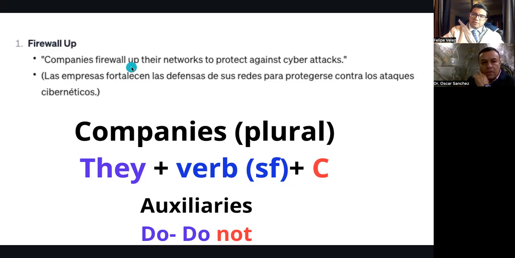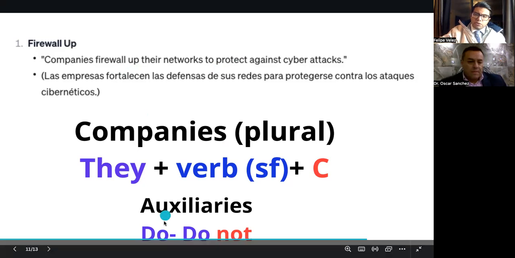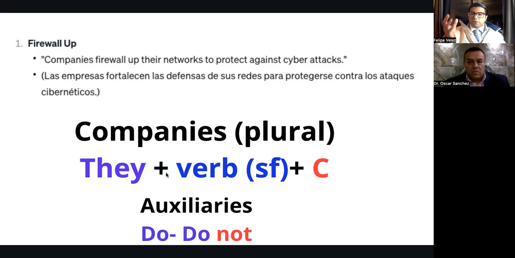So it has to be in simple present. Firewall up. Okay. Then the complement is all the other things. Companies firewall the networks to protect against the cyber attacks. Even when we say protect, there is another verb, but it's part of the complement. So the auxiliaries we use are do and do not. For example, companies firewall off their networks.